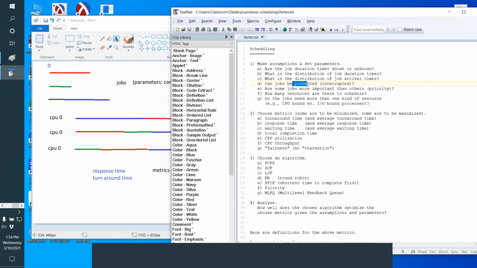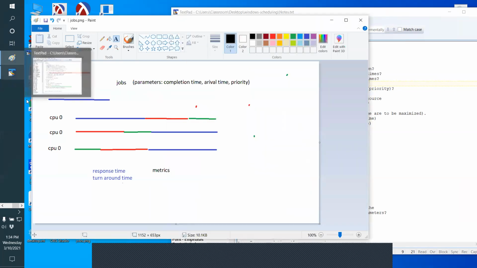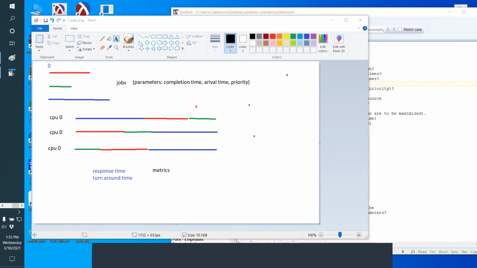Can jobs be preempted? Are you allowed to interrupt? If somebody's checking out a big order at the grocery store and somebody comes up with a stick of gum, can you interrupt the big order to check out the stick of gum or not? Okay. Can you preempt a job? Notice that on a computer here, you don't think twice about me launching Word. But when I launch Word, I'm probably preempting some other program that might be running. Okay.